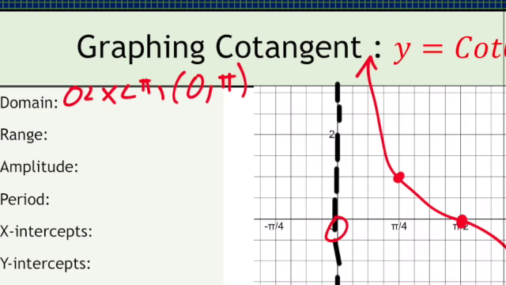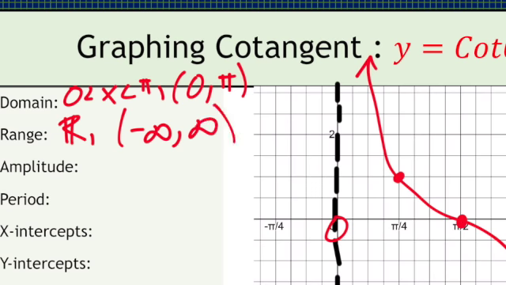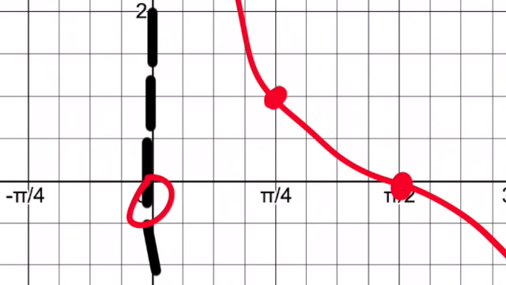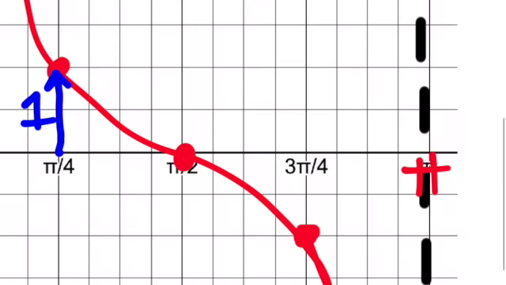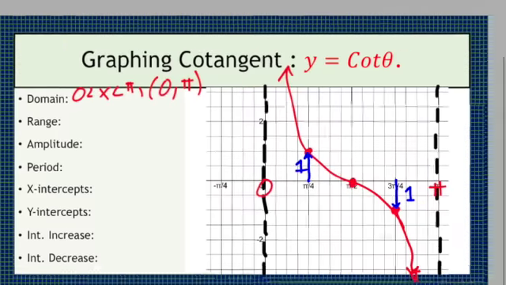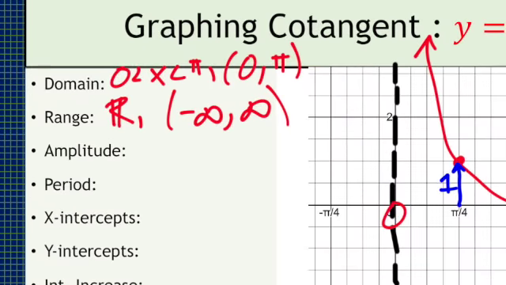Our range, just like tangent, is all real numbers. It goes up and down forever. Our amplitude, just like tangent, is the distance from the x-axis to the point at pi over 4. In this case it's 1. And then exactly that distance, even though it's going down, it's still a distance of 1. So our amplitude is going to be equal to 1.